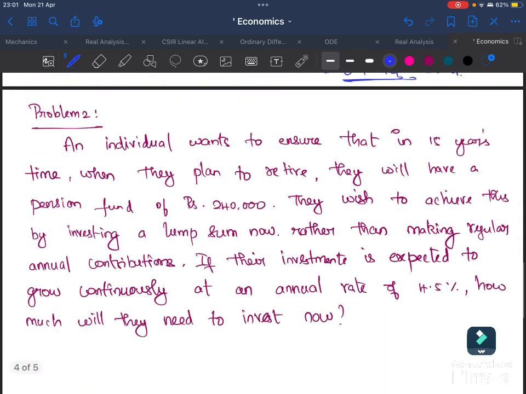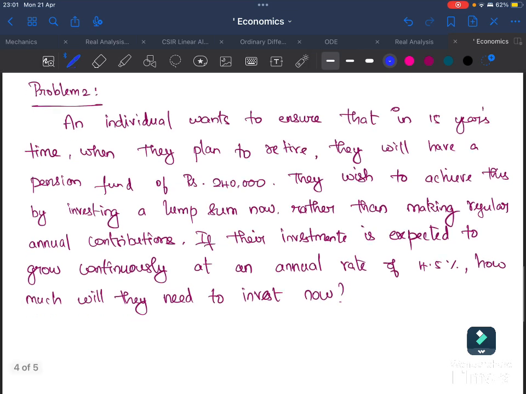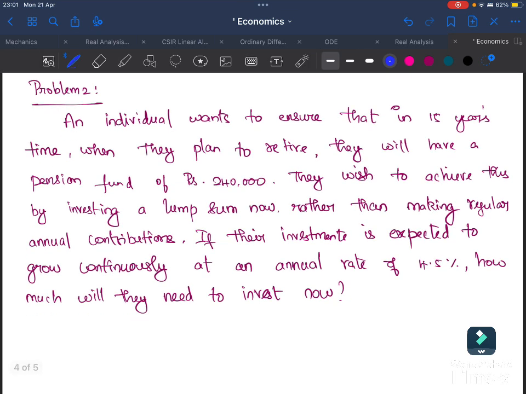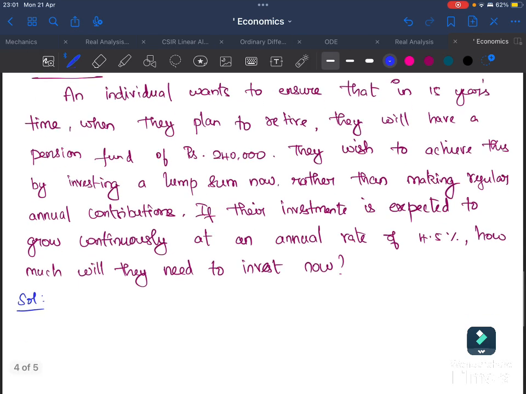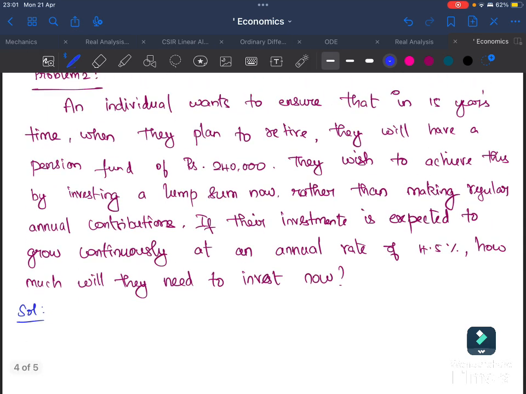Okay, now coming to problem 2, the second one. An individual plans to retire in 15 years time and wants to ensure they will have a pension fund of rupees 2,40,000. They wish to achieve this by investing a lump sum now rather than making regular annual contributions. Okay, they are just going to invest a full amount rather than making regular installments. If their investment is expected to grow continuously at an annual rate of 4.5 percentage, so immediately you have to write R is equal to 4.5 percentage. How much will they need to invest now?